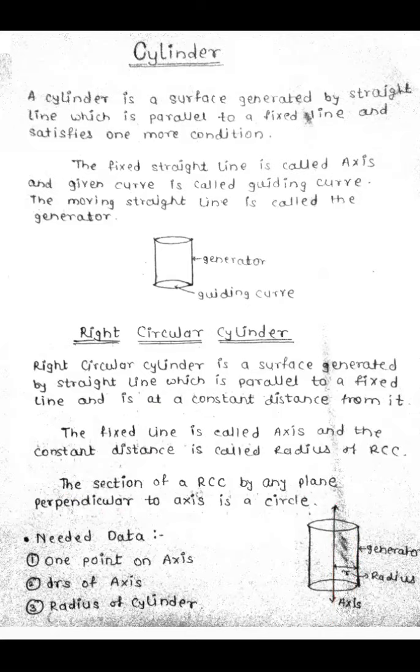Now, to find the equation of a right circular cylinder, we require three pieces of information. First, one point on the axis. Second, the direction ratios of the axis. And third, the radius of the cylinder. If these three pieces of information are given in the question, then you can proceed to find the right circular cylinder. If any one of them is missing, then first find that missing information and then proceed.